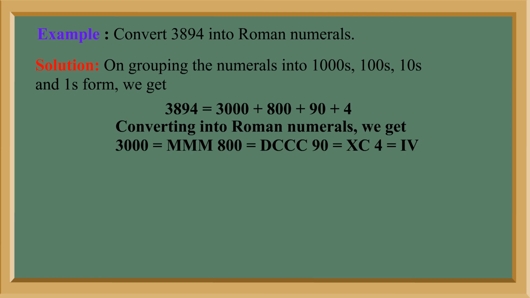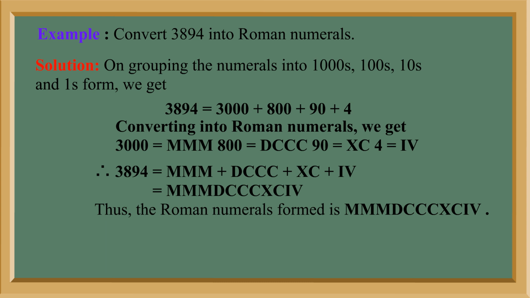Converting into Roman numerals, we get 3000 is equal to MMM, 800 is equal to DCCC, 90 is equal to XC, 4 is equal to IV. Therefore 3894 is equal to MMM plus DCCC plus XC plus IV is equal to MMMDCCCXCIV. Thus, the Roman numeral form is MMMDCCCXCIV.